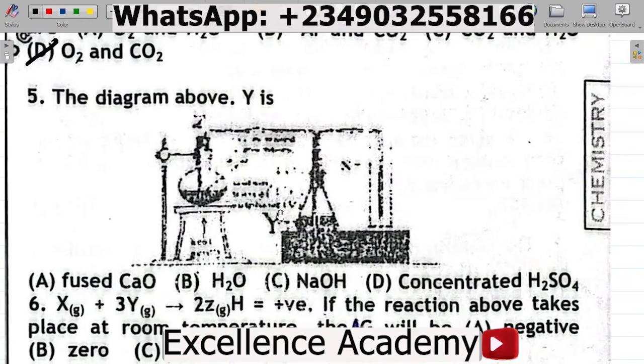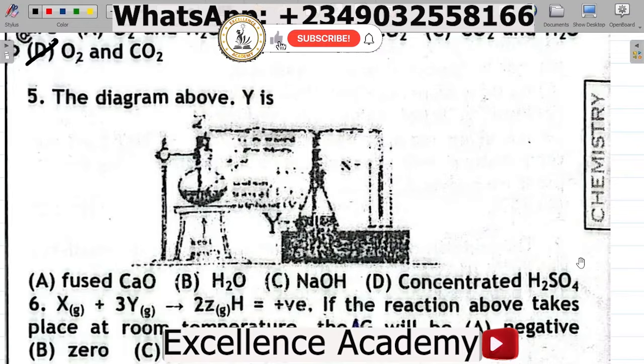All right, next up, question number 5. Question 5 says in the diagram above, that's this one here, Y is A, fused CaO, that's calcium oxide, B, H2O, water, C, NaOH, sodium hydroxide, D, concentrated H2SO4, tetraoxosulfate VI acid. So what's the correct answer?